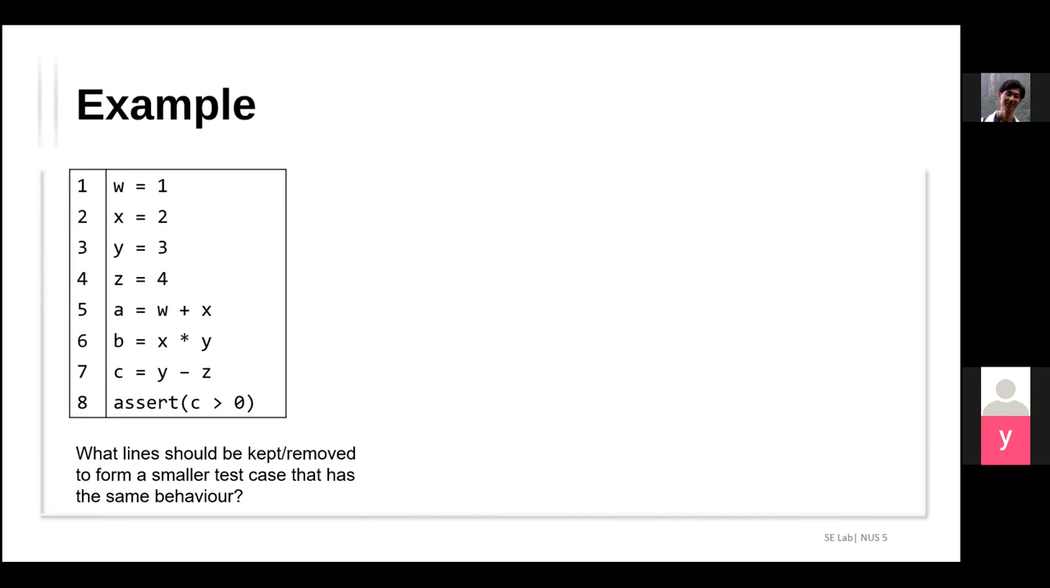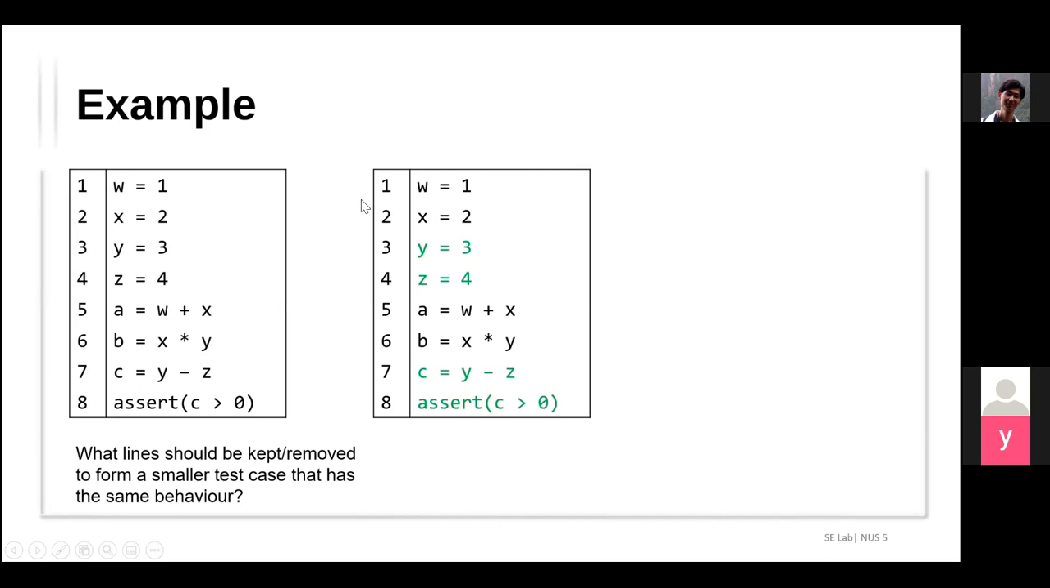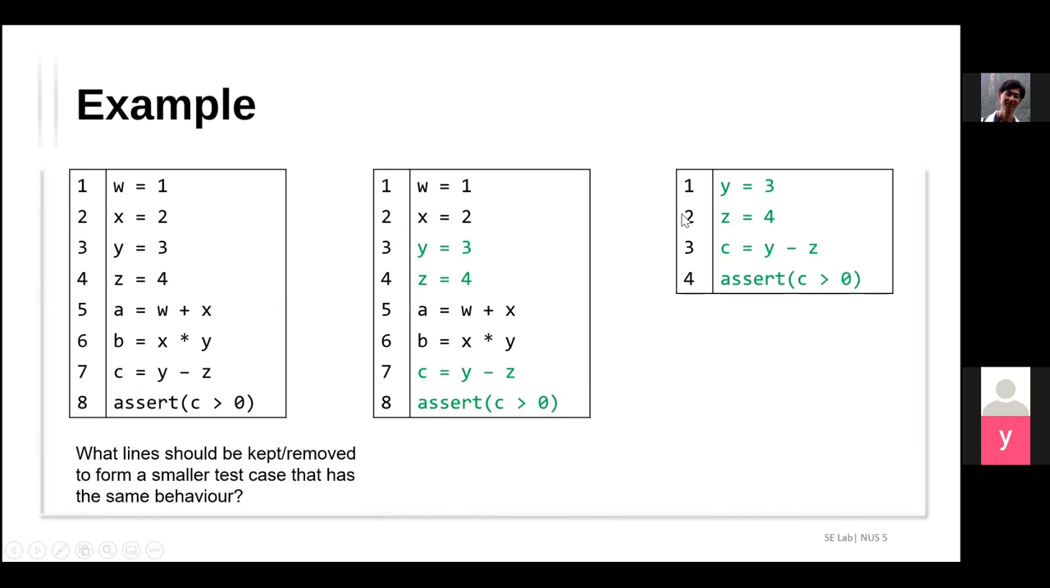Okay, Darren mentioned to remove A and B. We only take care of C. Actually, because we noticed that we are only interested in C, we only need Y and Z as well. So in addition, we can also remove lines 1 and 2. So actually, this gives us a very lean code of just 4 lines. So we actually halved the size of the code itself. And we still get a test case which fails the assertion. And we can see that over here, it's very easy to isolate why exactly the assertion fails. So this is one of the useful examples of how delta debugging can help in making the debugging process a lot easier.